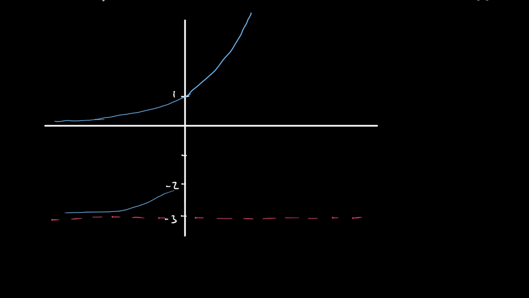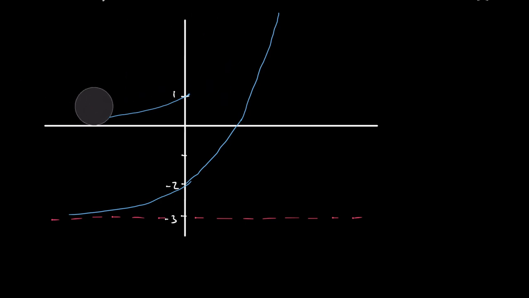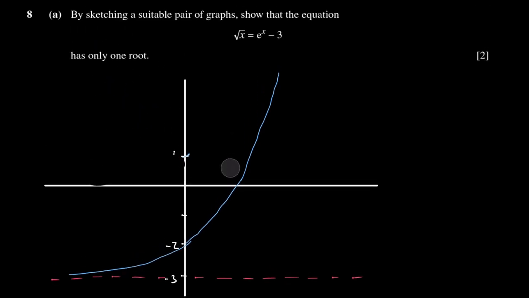So that line, oh, that's not very good, is it? Let me just draw that on. That will be the line y is equal to e to the x minus 3. All right, so we just label that. Okay, so that's the graph y equals e to the x minus 3.